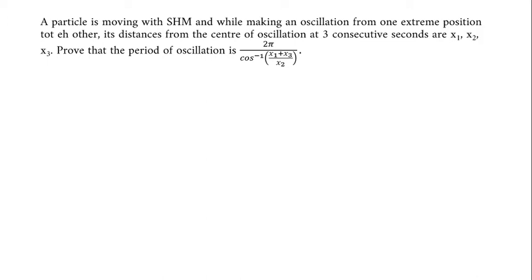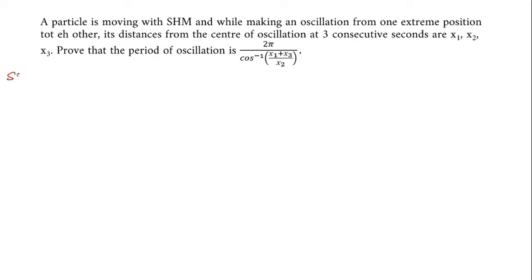A particle is moving with simple harmonic motion, and while making an oscillation from one extreme position to the other, its distances from the center of oscillation at 3 consecutive seconds are x1, x2 and x3. Then we have to prove that the period of oscillation is 2 pi by cos inverse of x1 plus x3 divided by 2 x2. Okay, so we are going to find x1, x2 and x3, and if we find x1 plus x3 divided by x2, we'll get the period of oscillation.